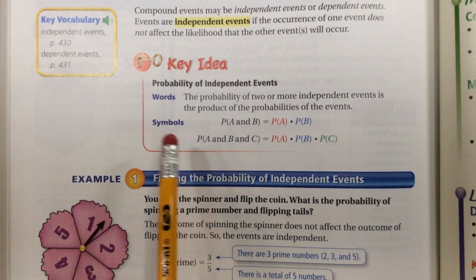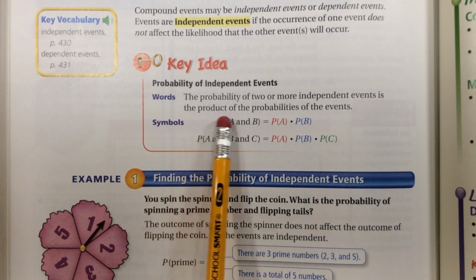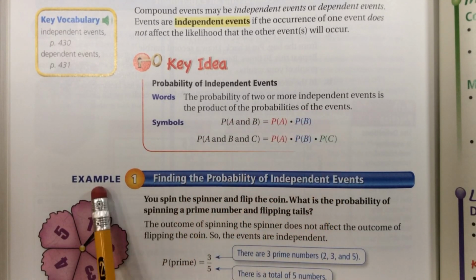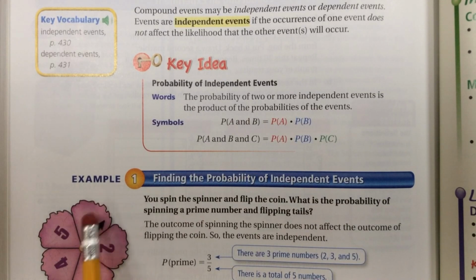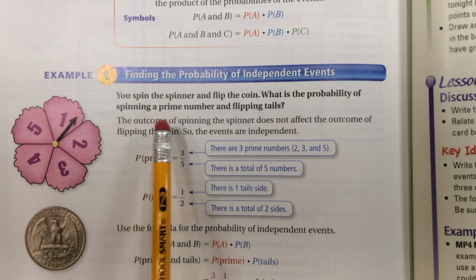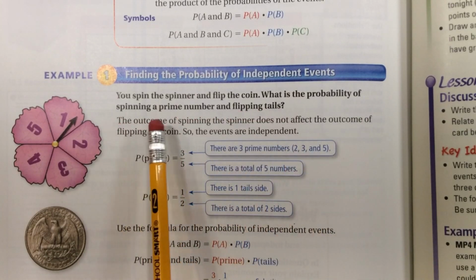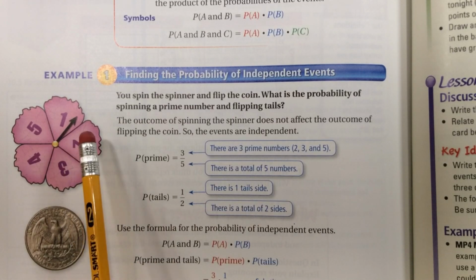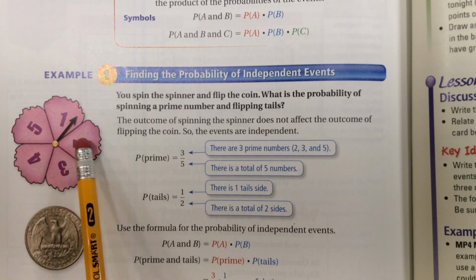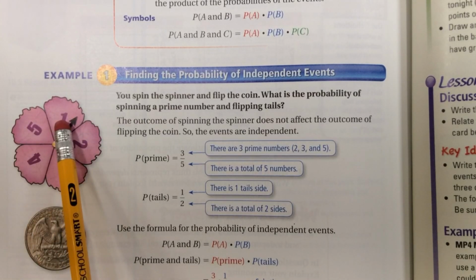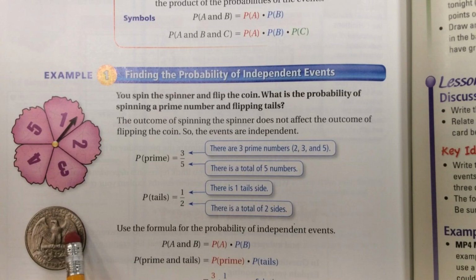Okay? So then it says the probability of two or more events is the product of the probabilities of the events. Well, we've already been using that. Down here we'll do this example. It says you spin the spinner and flip the coin. What's the probability of spinning a prime number and flipping tails? Well, remember the prime numbers here are the 2, the 3, and the 5. So you'd have a 3 out of 5 chance of spinning a prime number. And then the probability of flipping tails is 1 out of 2.